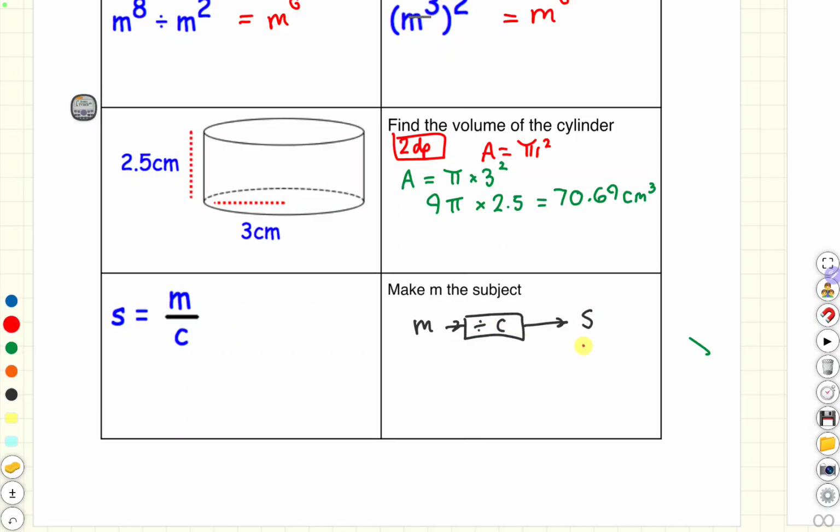So to make m the subject, we reverse everything. So we get s times by c, so c times s equals m.